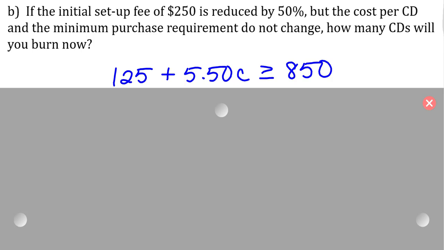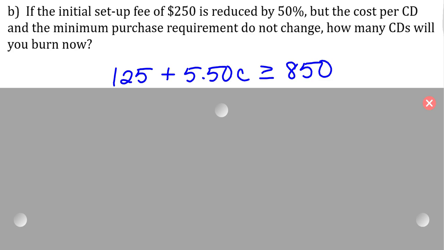The recording minimum did not change. The price for the CDs did not change. The recording initial fee of $250 is reduced by 50%. That means it's $125 now. This would be the model for this option the studio is giving you.